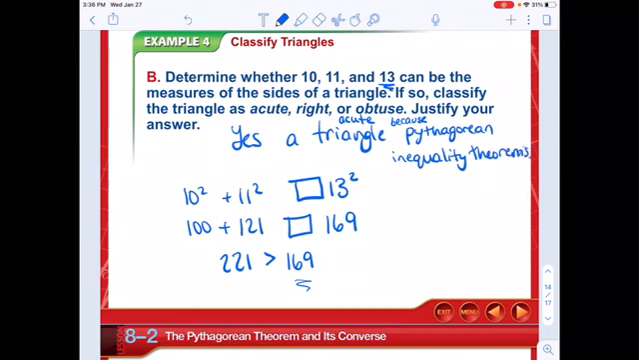Bet you guys didn't know you could do this much with the Pythagorean theorem, huh? It's pretty cool, everything you can do with it.